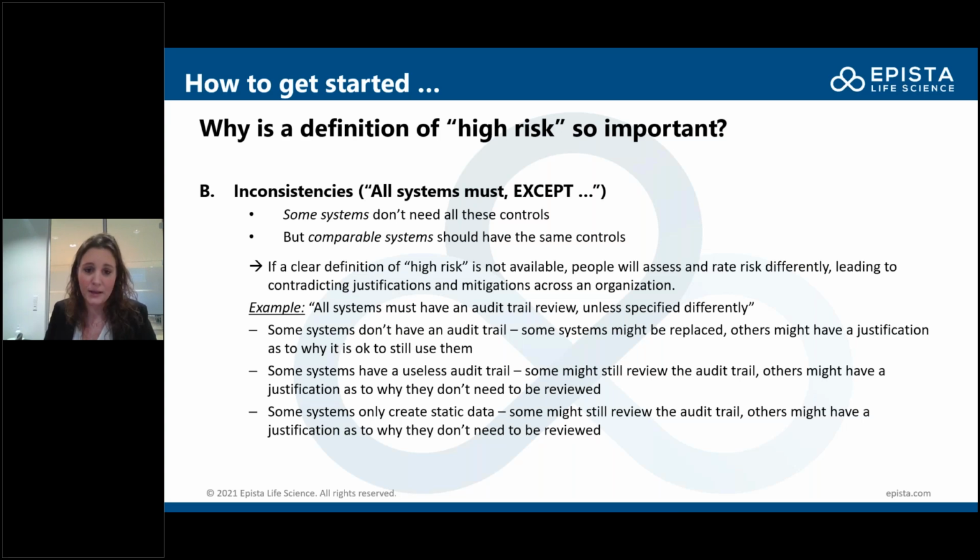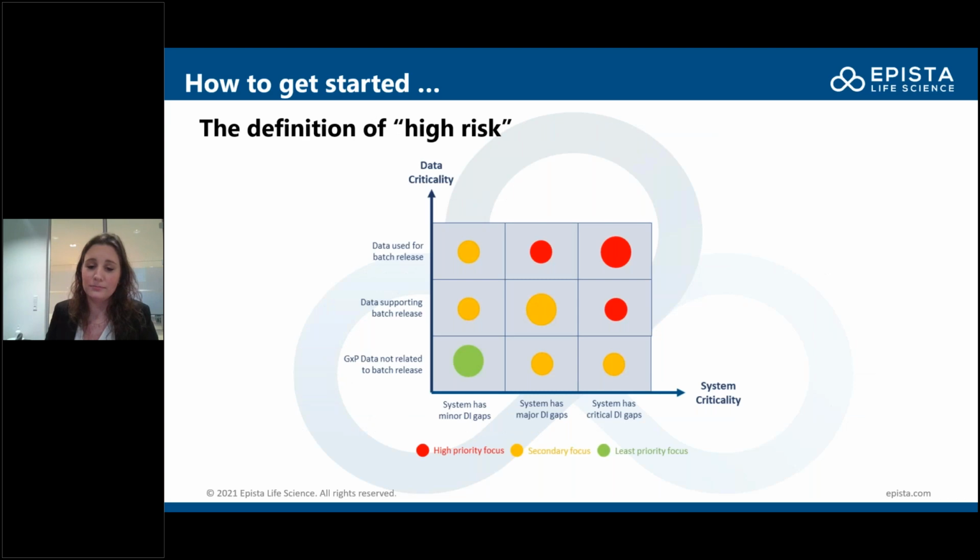This brings me now to how to define what is actually high risk. In order to do so, I have found that having this two-dimensional structure, where you combine data criticality with system criticality, is a good indication.